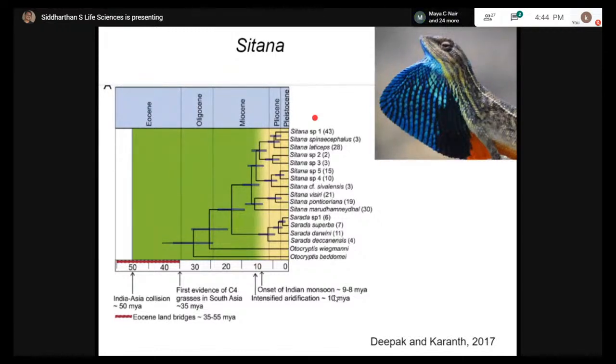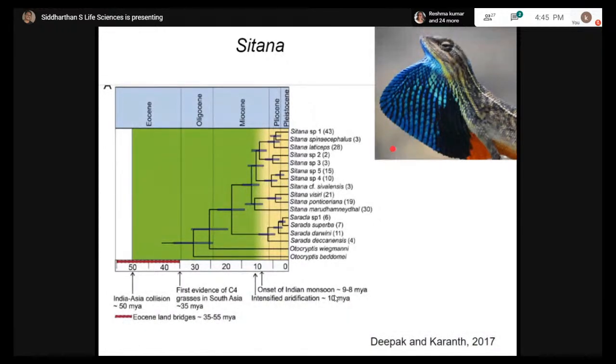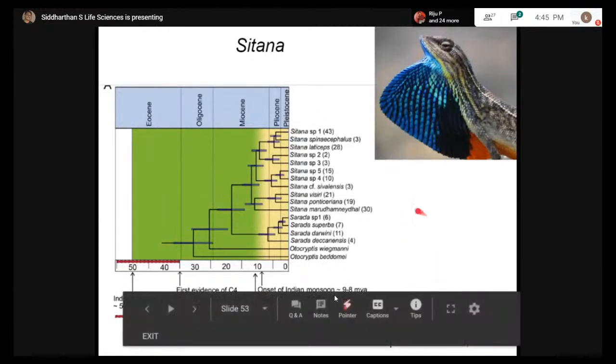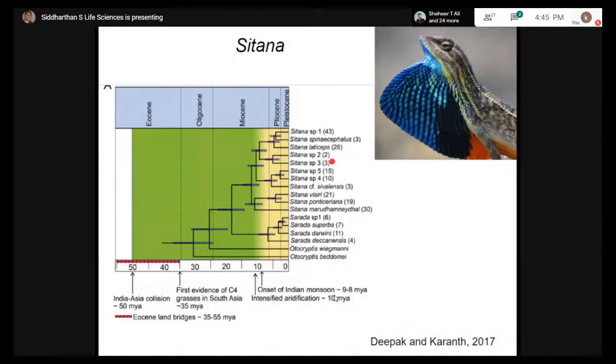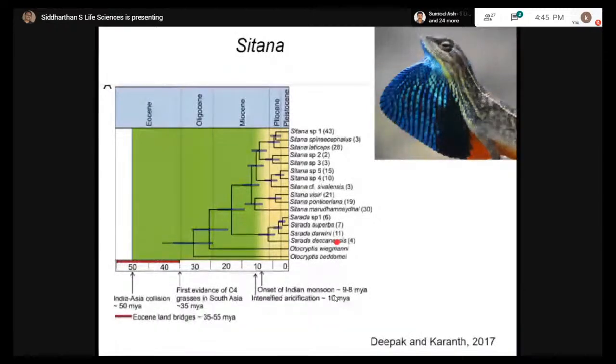I'll cite three examples of speciation based on this monsoon. One of them is Sitana. Sitana is a ground-dwelling lizard, which has a nice dewlap color. Initially, just less than five years before, it was only one species in the whole of India, Sitana ponticeriana. Molecular work by my colleague in Dr. Karan's lab found four or five different species, and one different genus within Sitana itself. So better molecular sampling gave an understanding of the speciation in this group.